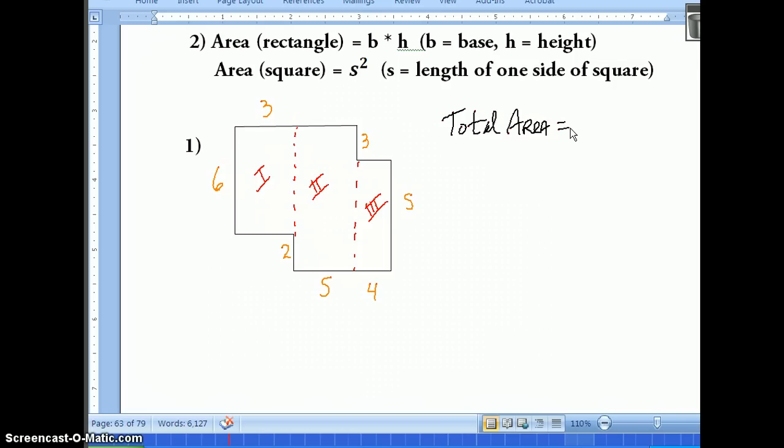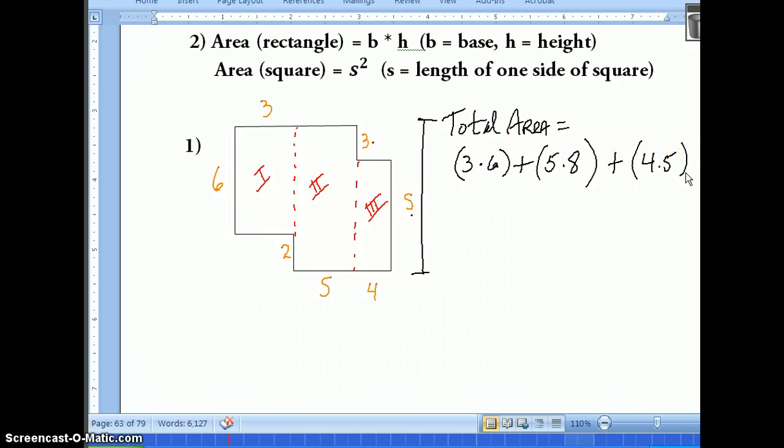So if we look at number 1, we have a base of 3 times a height of 6. And if you look at the second shape, we have a base of 5. Now the height of the second shape goes from this position to this position. And so what you have to do is add the 2 vertical lengths here. We have 5 here, we have 3 here. 5 plus 3 is 8, so that's a 5 by 8 rectangle. And then the third rectangle is a base of 4 and a height of 5.